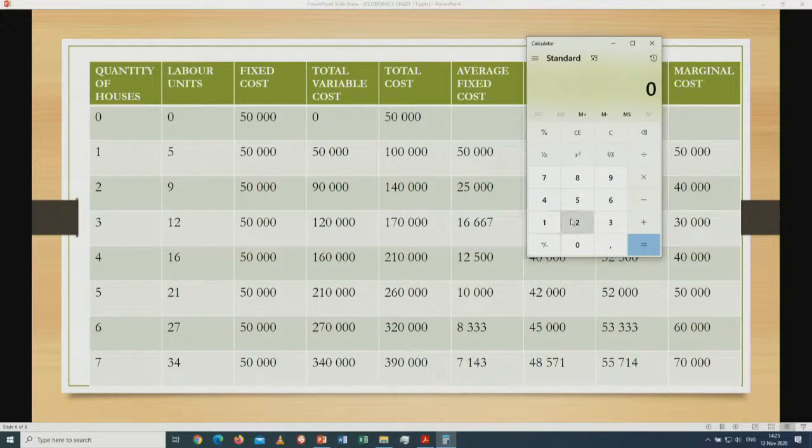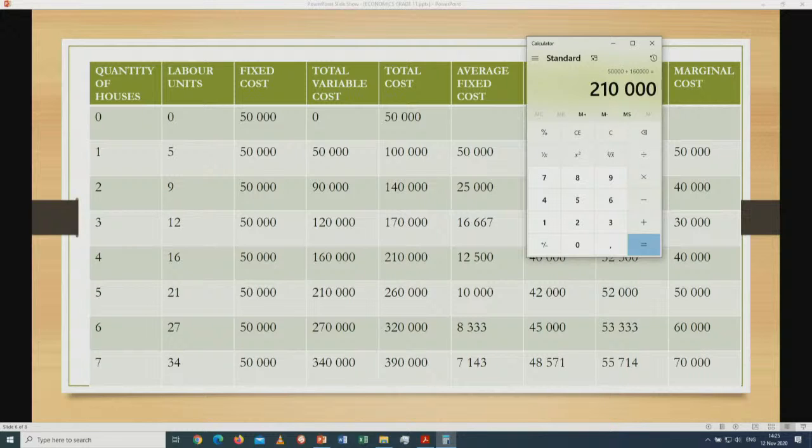Talking might not give you what you want to know. It's 50,000, and then we must add to the 50,000 160,000, and that gives us the 210, which is our total cost.